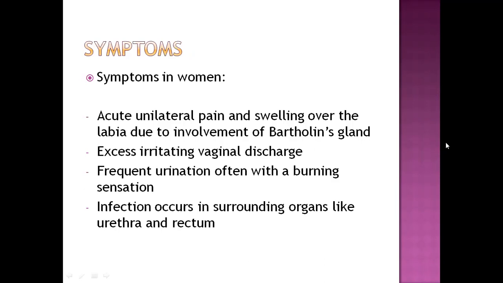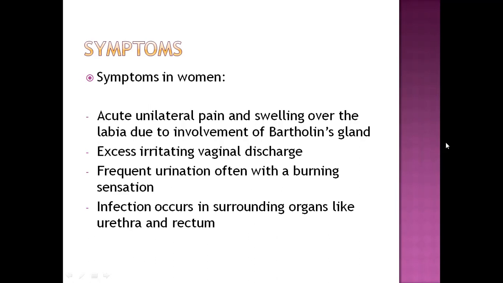Symptoms of gonorrhea are divided into symptoms in women and symptoms in men. First of all, symptoms in women. There is acute unilateral pain, that is one-sided pain, and swelling over the labia due to involvement of Bartholin's gland. Bartholin's glands are pea-shaped glands found in the outermost part of the reproductive tract. So the acute unilateral pain and swelling is found in the labia because of involvement of Bartholin's gland.